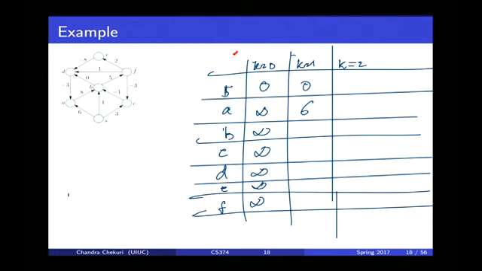For B it is 4, for C it is 3, and the rest stay infinity. Agreed? So this is still an easy case, so let's do the next case, which is more interesting.